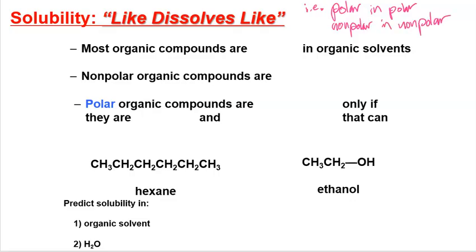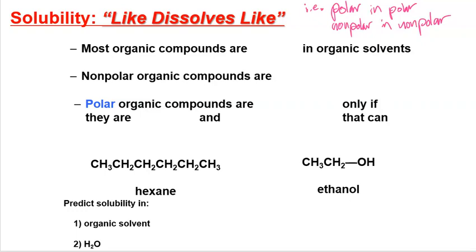So a couple of other vocabulary words that we need to know are solute and solvent. The solute is the stuff that's being dissolved, and the solvent is the stuff that's doing the dissolving. So the solute is what's present in the lesser amount, and the solvent is what's present in the greater amount. For example, if we took some table salt and mixed it with water, then the table salt would be the solute and the water would be the solvent.